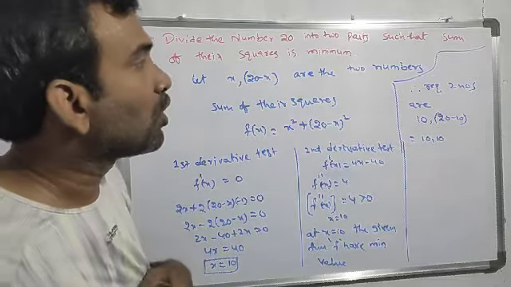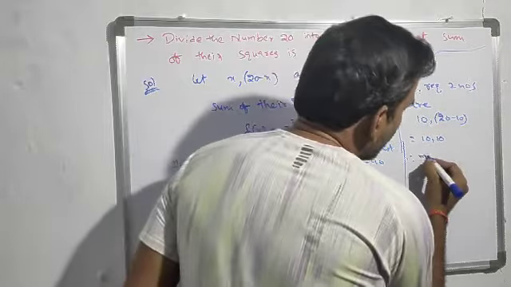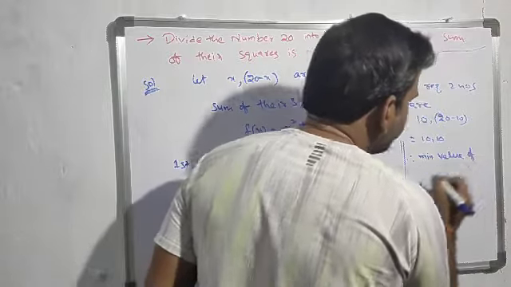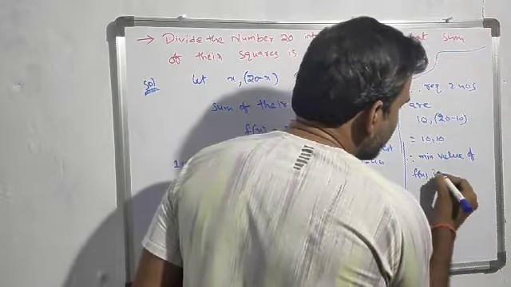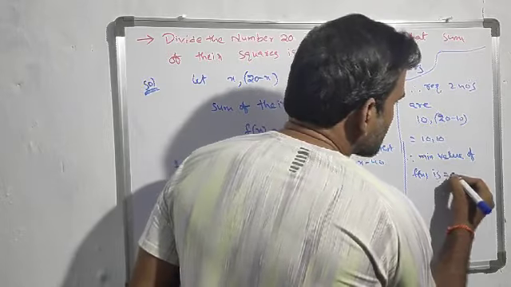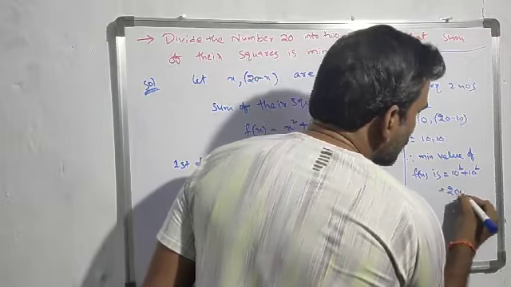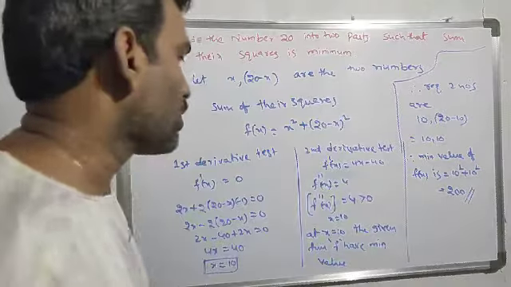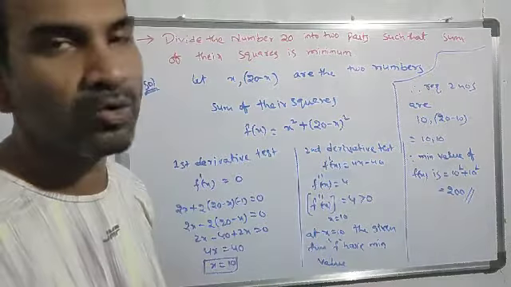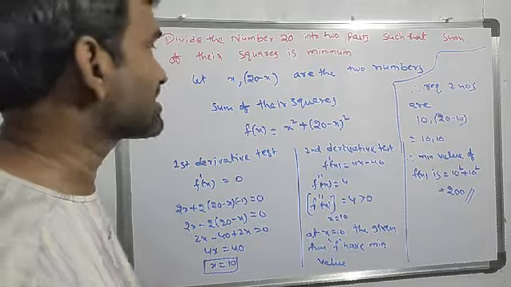So the required two numbers are 10 comma 10. Therefore the minimum value of f of x is 10 square plus 10 square, which equals 200. This is our conceptual point: we write the numbers and we also write the minimum value of f of x.